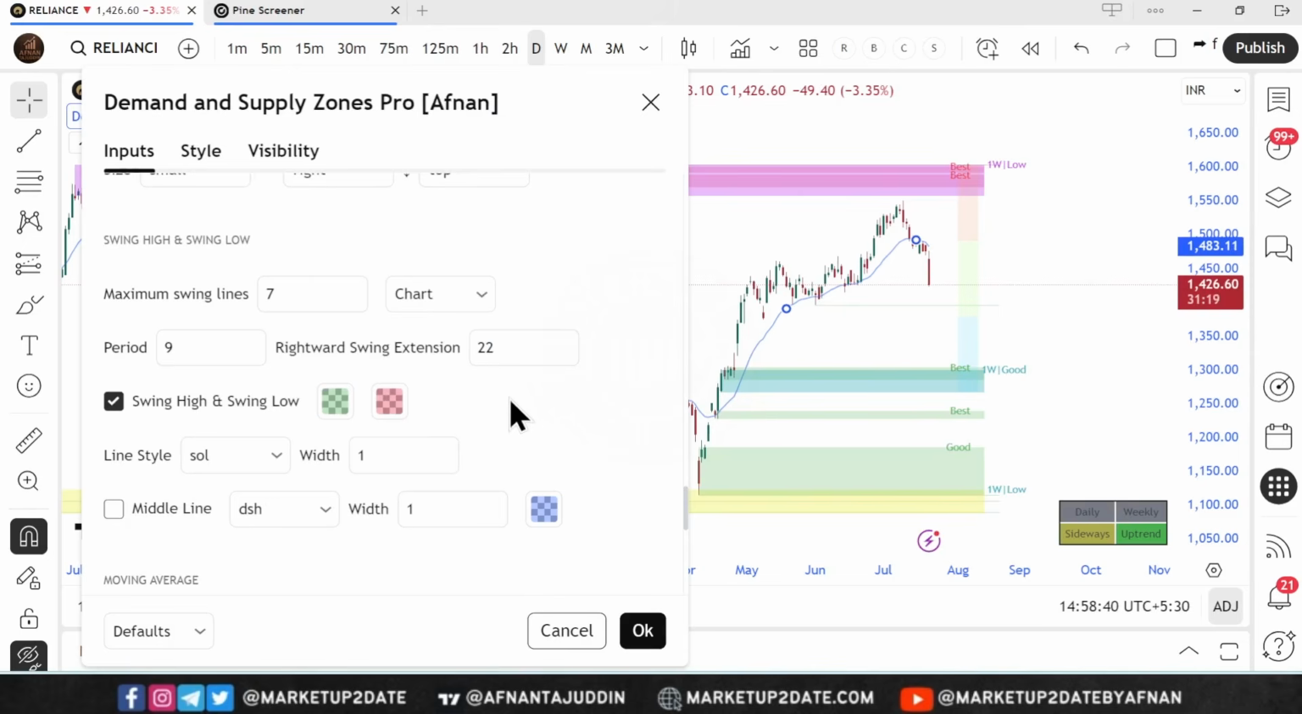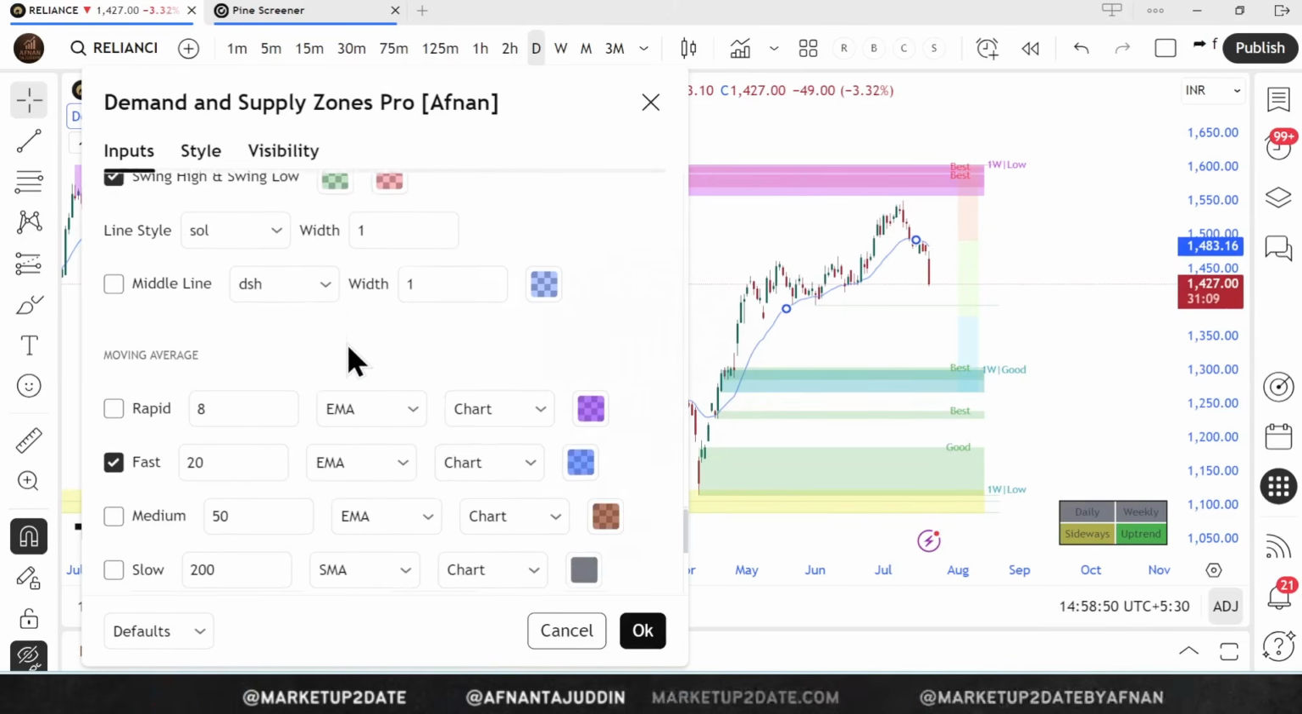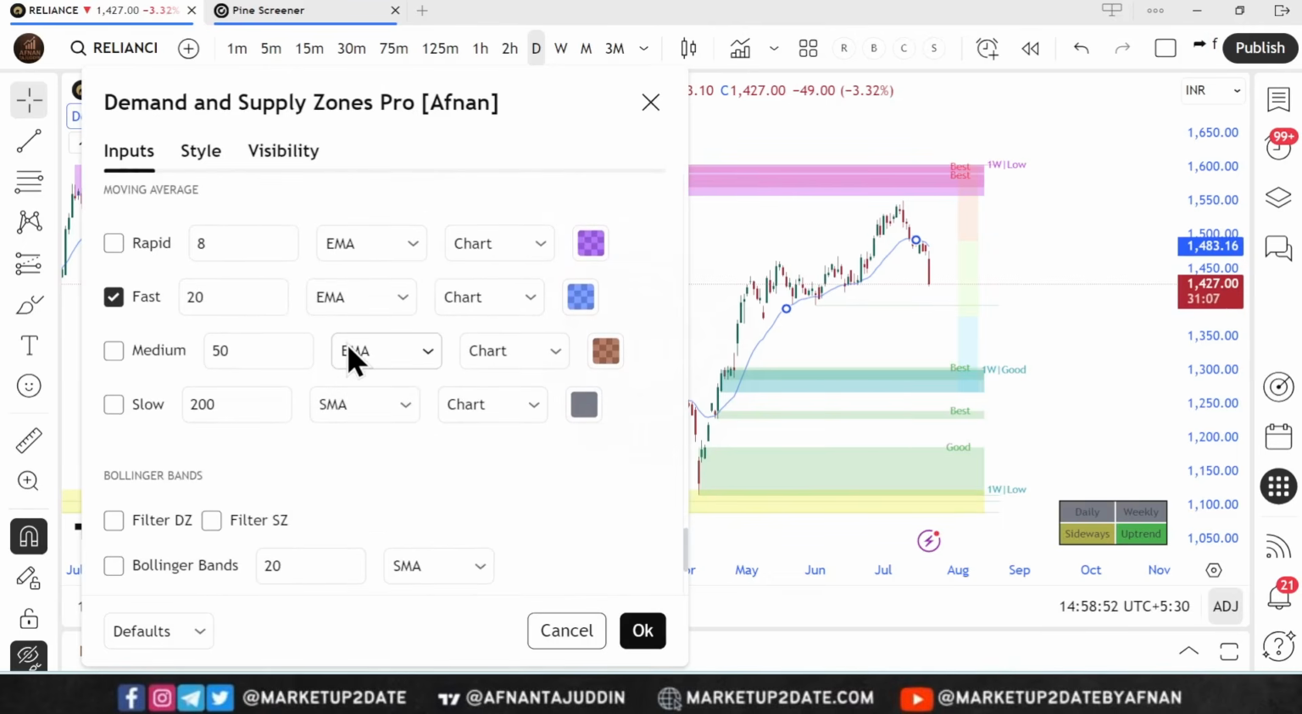The maximum lines feature is another great decluttering tool, ensuring your chart is not flooded with dozens of old, irrelevant pivot lines. Moving averages and Bollinger Bands for traders who love to find confluence with classic indicators. These are built right in.